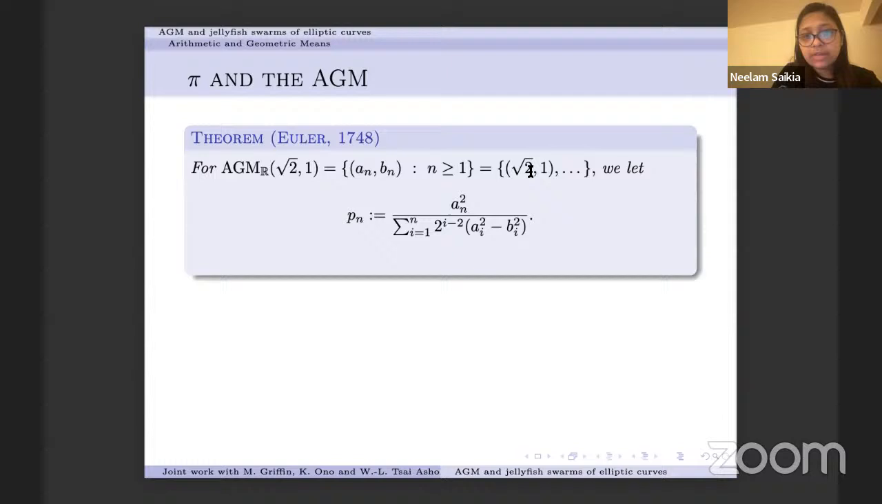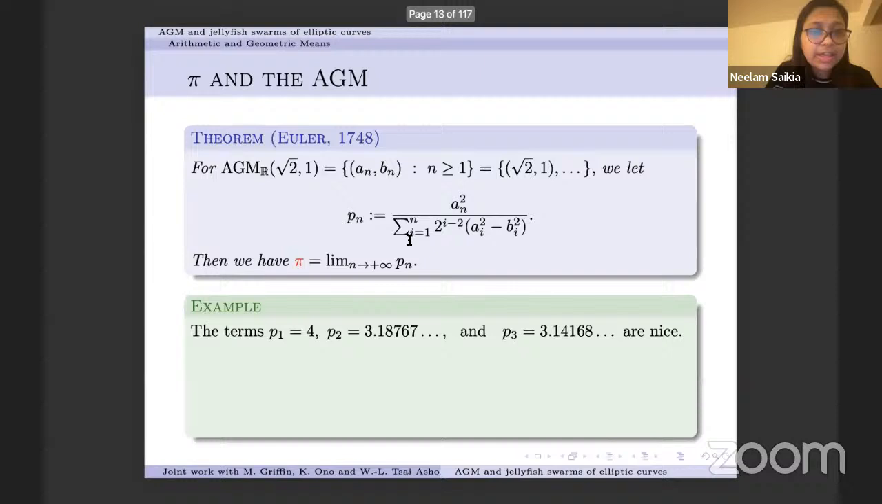After computing this, he considered another sequence of real numbers, defined as p_n, in terms of a_n and b_n, like this: a_n squared over the weighted sum of these differences. He showed that the sequence p_n converges, and it converges to pi. Let me give you a few terms of the sequence p_n, and then we can be sure how it converges to pi.